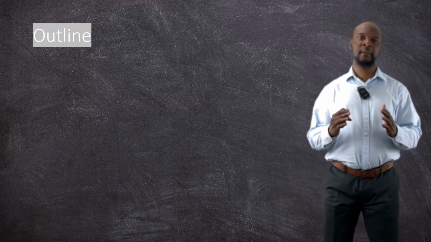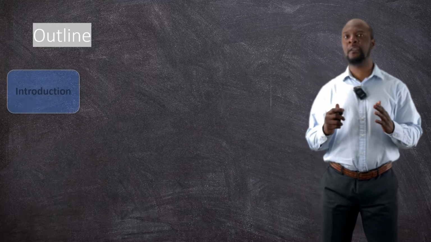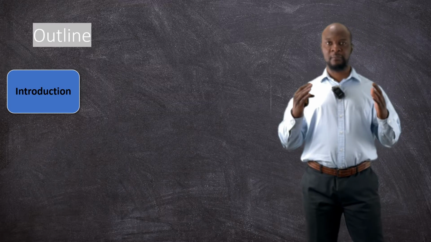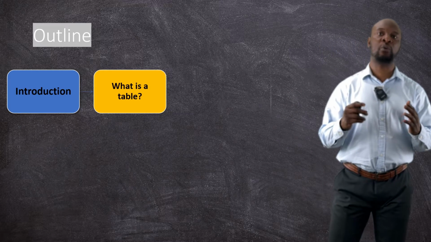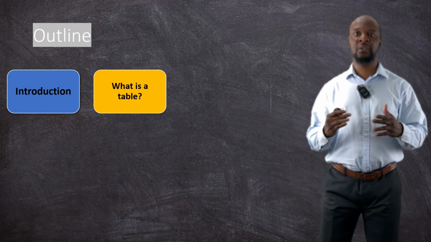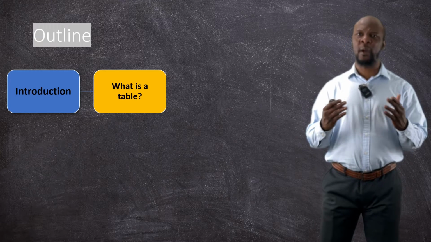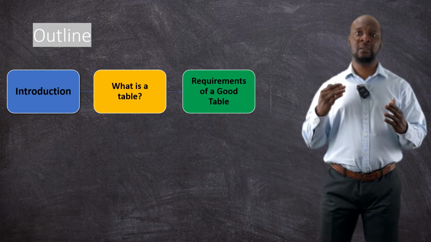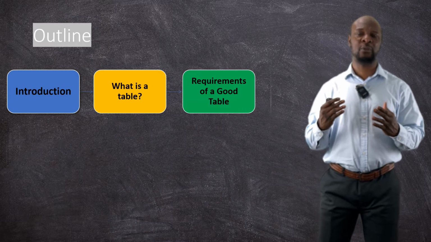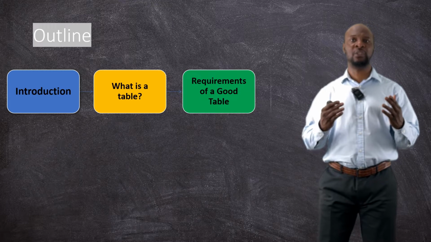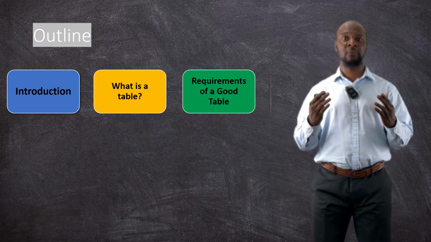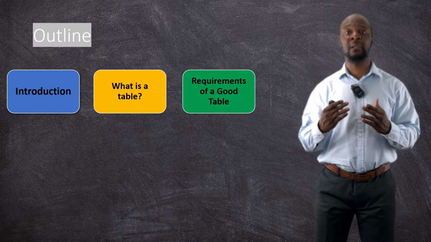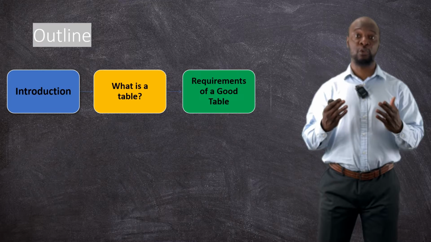So we'll start by giving a brief outline. We're going to talk about an introduction to the entire study session, and then we're going to tell you about what a table is. We'll define a table and why you need to use a table. We're going to talk about the different considerations for putting up a good table, because just like everything you do in this world, you have to do it in a good fashion. You have to do it very well. So there are particular requirements or considerations that you have to put in place for you to have a good table, which is going to be presentable.